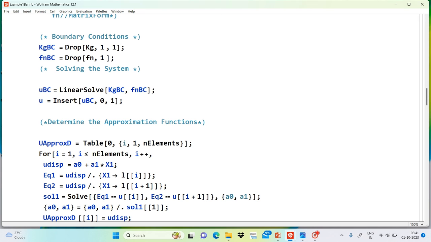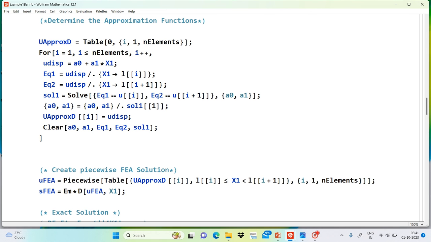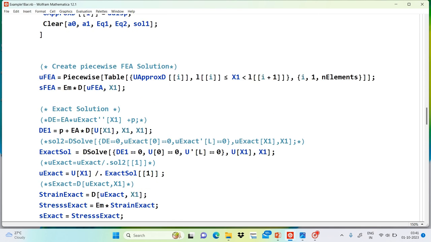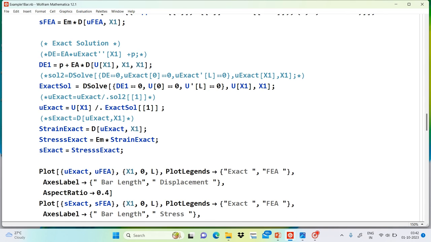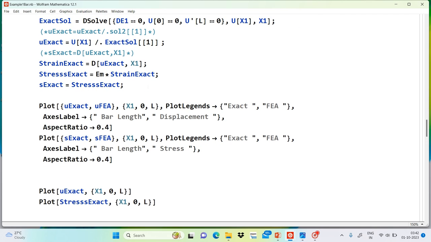So now we will insert that in the displacement function, and now we will determine the approximation functions, that is u approx, for the finite element solution. We will get piecewise the approximate displacement, and for the exact solution we have the differential equation a d2u by dx square plus b, and we will solve this for u0 equals 0 and strain, because stress is 0 means strain is 0 at that position, therefore we will get the exact solution. Now we will plot and compare.